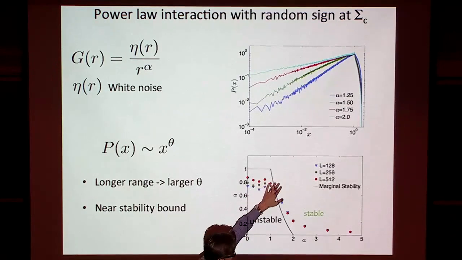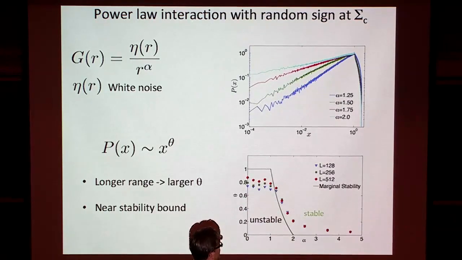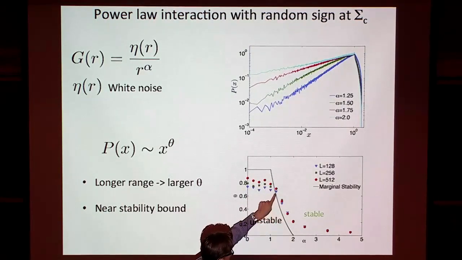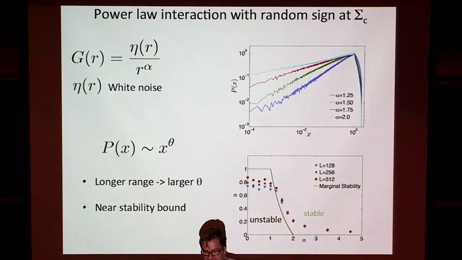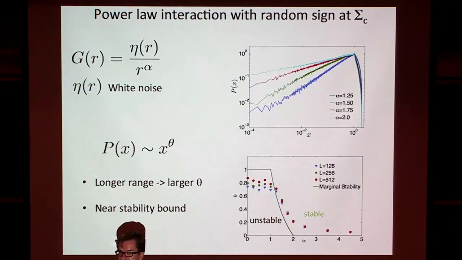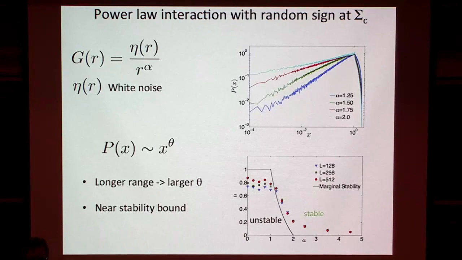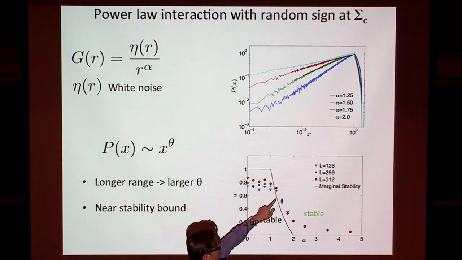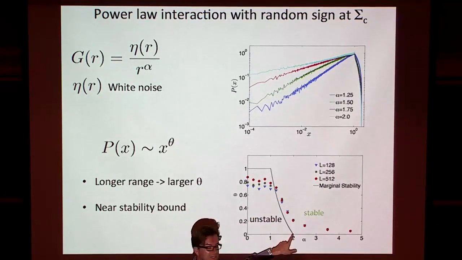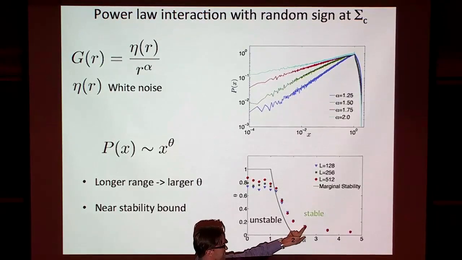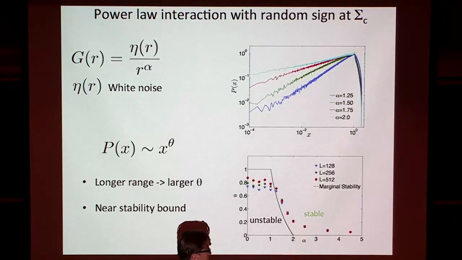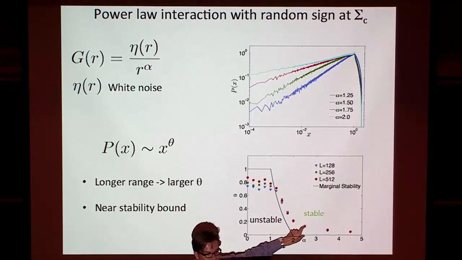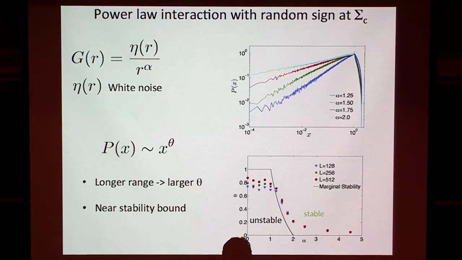But maybe more physical situation corresponds to larger alpha. And here what we find is that it seems that the system lives in the stable region, but not too far from the marginal line, if you want. That's only suggestive because it's not too far, so I think more work needs to be done to really prove that it's not the same. But okay, so that's to show that the exponent theta actually depends on the interaction range.